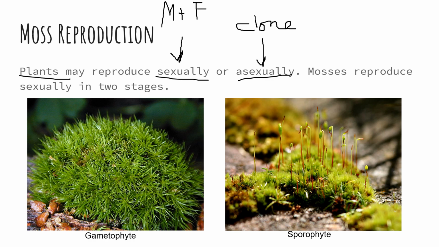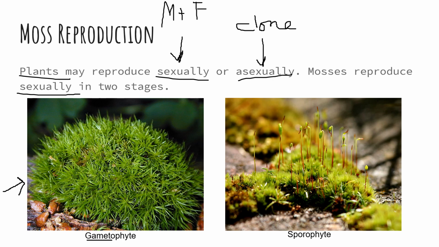So moss reproduce sexually, which means they are going to have the male gamete and the female gamete. And there are two stages. Typically, when we think of moss, we think of moss in the gametophyte stage, which is what you see over here on the left. Now, in that word gametophyte, you can actually hear the word gamete, which basically just means the sex cell, whether male or female. If it's the male sex cell, the male gamete is the sperm. If it's the female sex cell, the female gamete is called the egg.